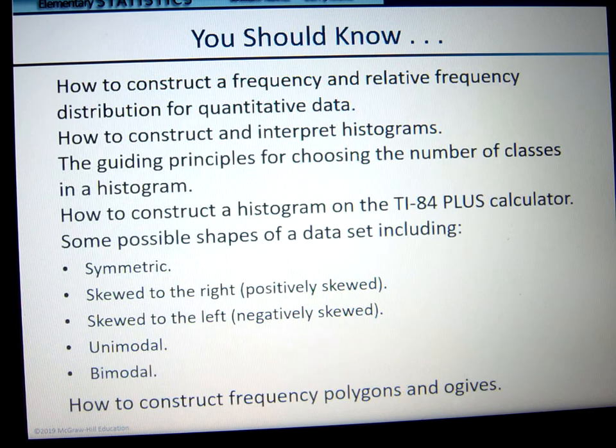So you should know how to construct a frequency and relative frequency distribution for quantitative data, how to construct and interpret histograms, the guiding principle for choosing the number of classes in a histogram, and again, my advice is to keep it around 10, how to construct a histogram on the TI-84 Plus calculator, and then some possible shapes, looking at symmetric, skewed to the right, skewed to the left, and then what unimodal and bimodal is. And finally, how to construct a frequency polygon and ogive.